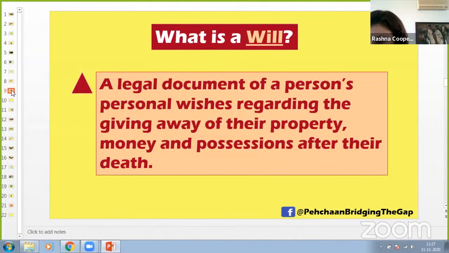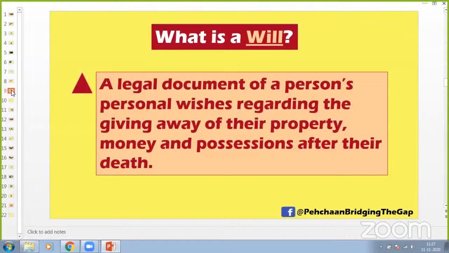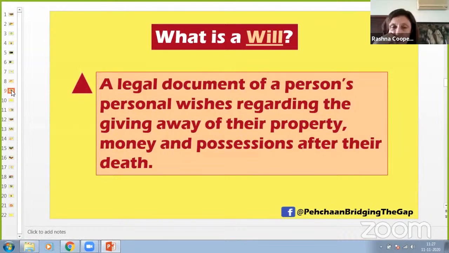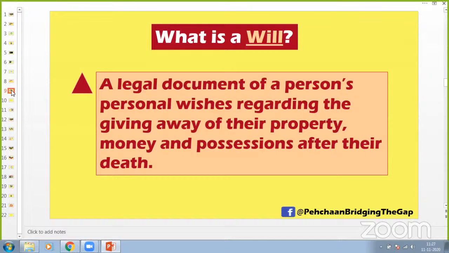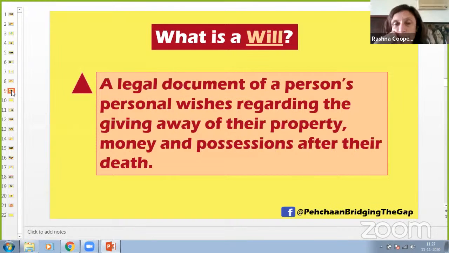Somebody read this to me, please. Unmute and read what is written on the slide. What is a will? Ma'am, can I read? Hello. Can I? Read, please. A legal document of a person's personal wishes regarding the giving away of their property, money and possessions after their death. Thank you so much.